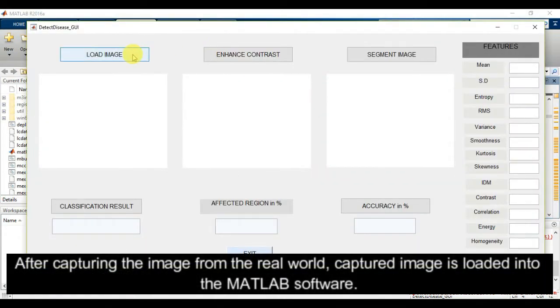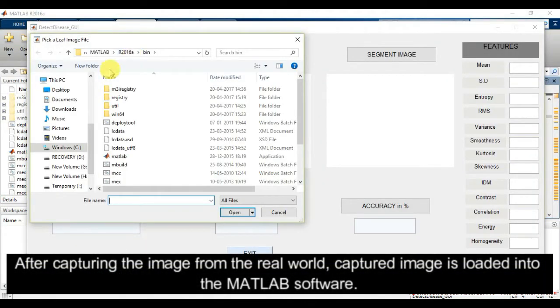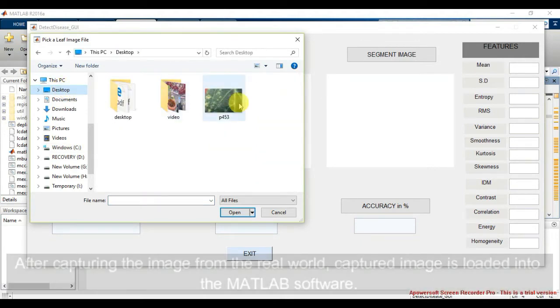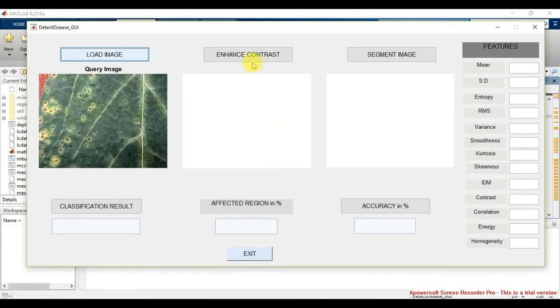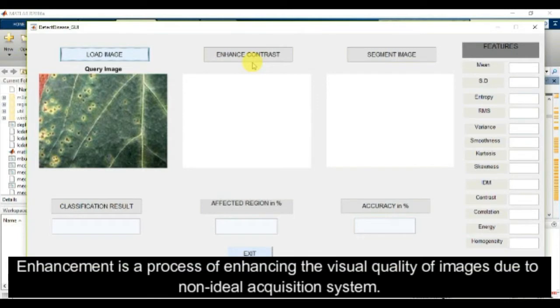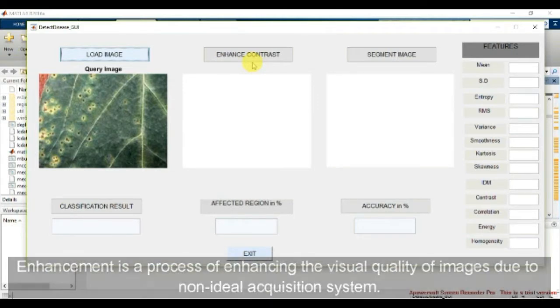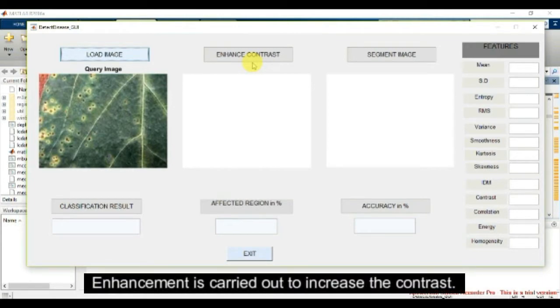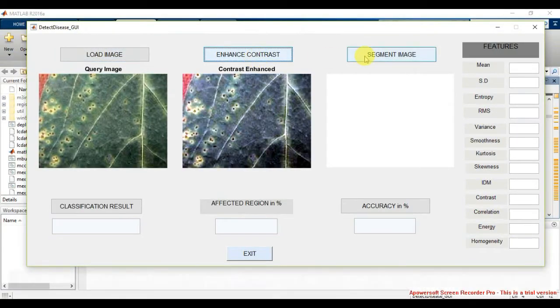After capturing the image from the real world, captured image is loaded into the MATLAB software. Enhancement is a process of enhancing the visual quality of the images due to non-ideal acquisition system. Enhancement is carried out to increase the contrast.